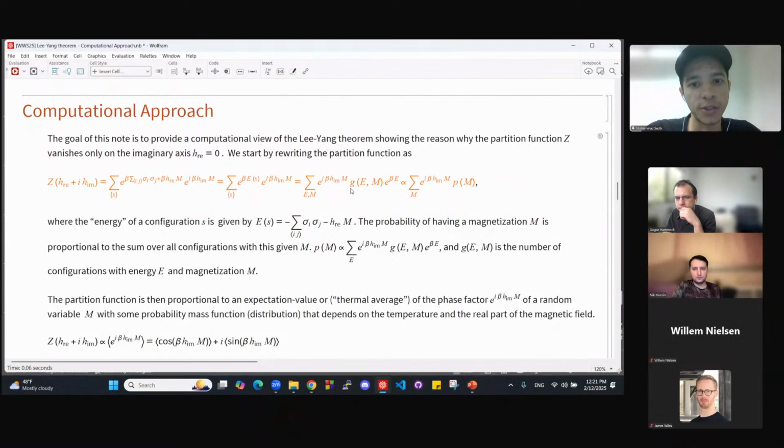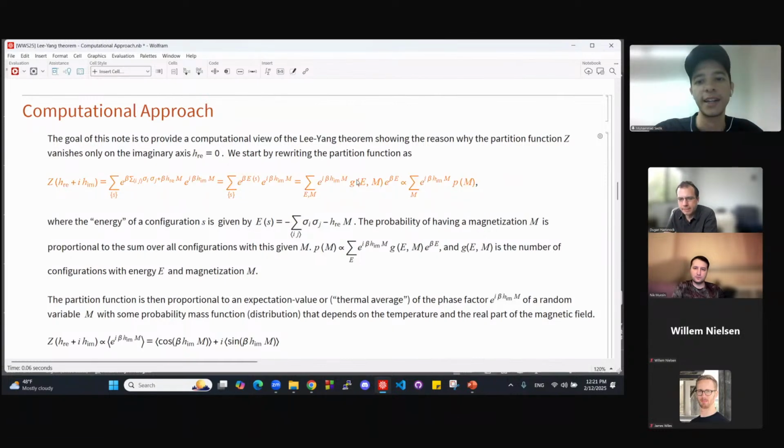So when you sum all the energies with a given magnetization, I consider it the probability of having this magnetization, or proportional to it. There's going to be a constant, but it doesn't matter for the zeros. We care about the zeros. Does this make sense?